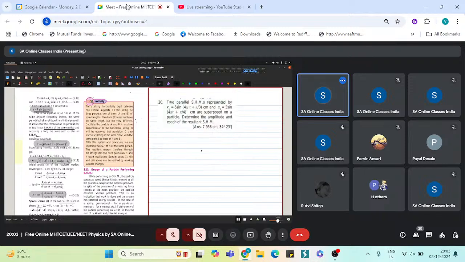So the question is: two parallel SHMs represented by x1 is equal to 5 sin(4πt + π/3), and x2 is equal to 3 sin(4πt + π/4). This is a slightly calculation-based question, because the answer, as you can see, is in decimals and the angle is also very weird. So we'll use a calculator, and my guess is you are allowed to use calculators in your board exams.